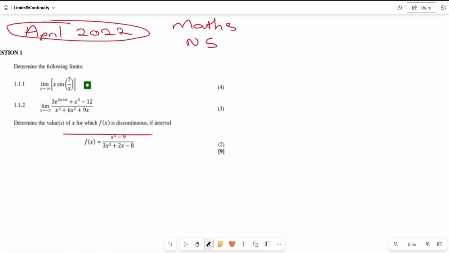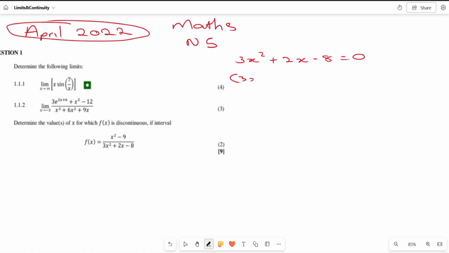This is proving whether it's to find the x values where a function is discontinuous or continuous. Guys, for this one, you just have to make the denominator equal to 0. That's the only thing that you do, and you solve for x. So in any case that you get, we're going to say 3x squared plus 2x minus 8 is equal to 0. So what we do, we factorize it.